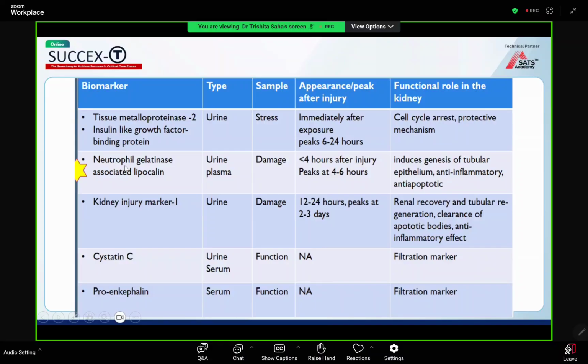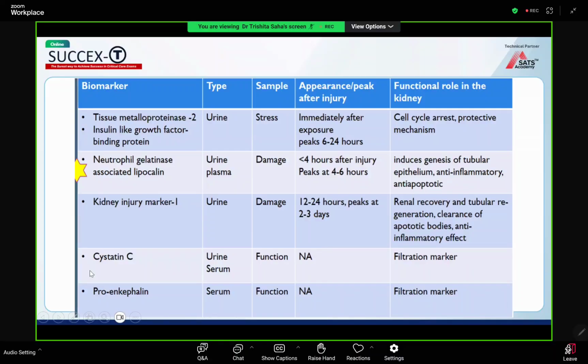Then NGAL is one of the most important markers. You can find it in urine, and it is also a plasma marker. It is basically a damage marker. It appears less than 4 hours after injury and peaks at 4 to 6 hours. Its functional role is induction of tubular epithelium genesis, and it has an anti-inflammatory and anti-apoptotic role. Then third comes kidney injury molecule 1, mainly a urinary marker. It is a damage marker. It appears at 12 to 24 hours and peaks at 2 to 3 days. It signifies renal recovery, tubular regeneration, clearance of apoptotic bodies, and anti-inflammatory effect.